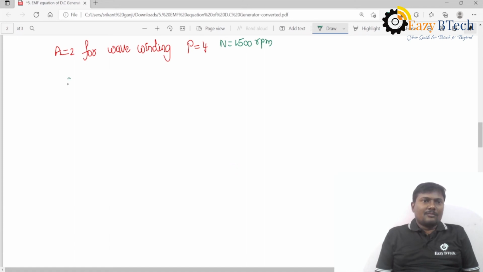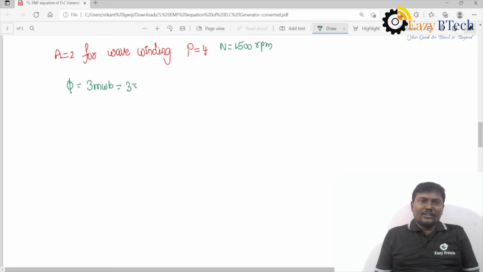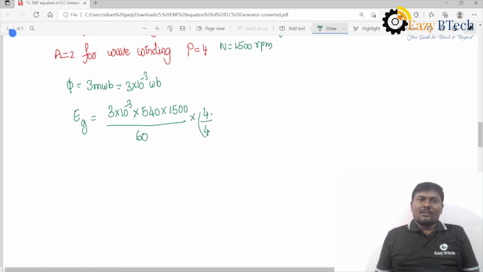Yes, the generated EMF is how much? The flux per pole is 3 milliweber, so 3 into 10 to the power of minus 3 Weber. Substitute all the values in the generated EMF equation: 3 into 10 to the power of minus 3, the number of conductors is 540, into 1500 divided by 60, into 4 by 4.